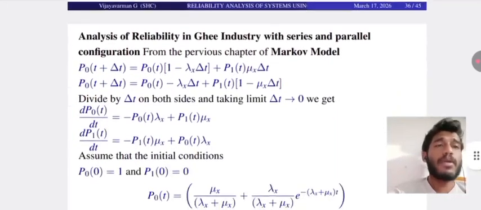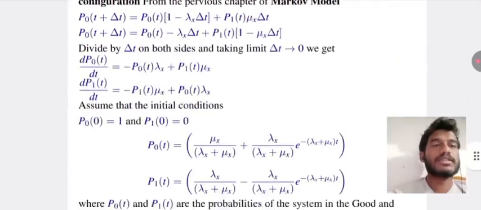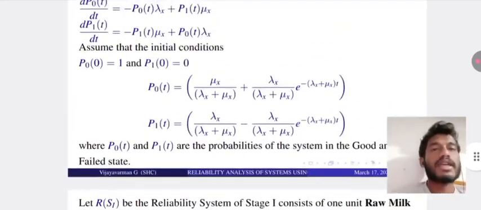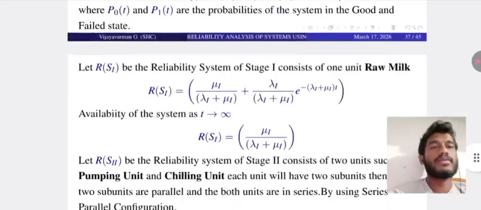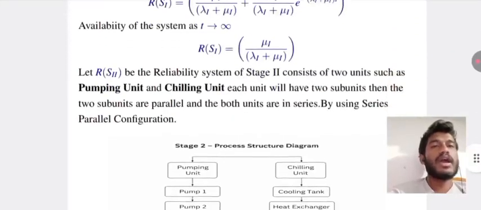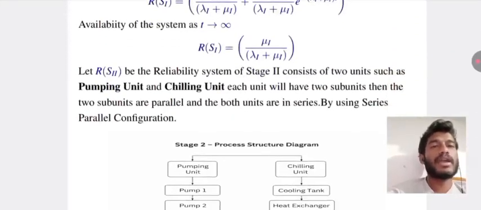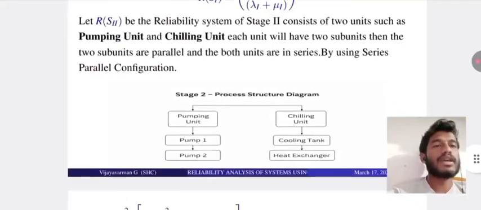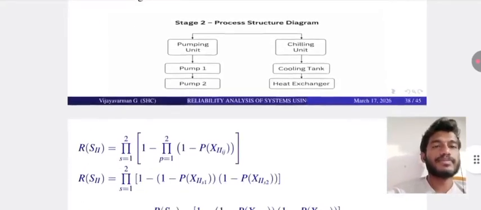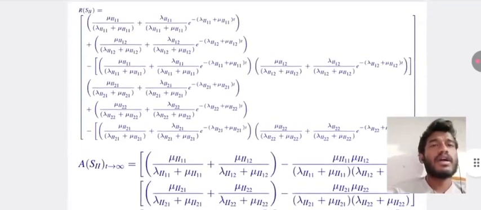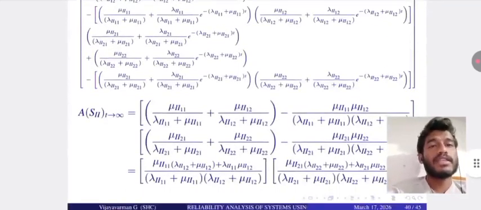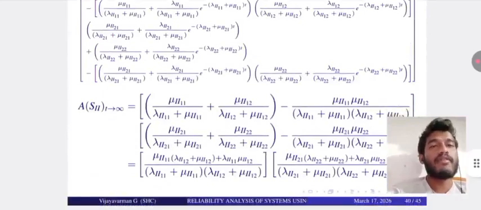These are the equations we discussed in the previous chapter, with the initial conditions P0(0) = 1, P1(0) = 0. We derived state 1 as raw milk, state 2 as pumping, and the reliability of stage 2 is the pumping and chilling unit. Here is the diagram we constructed. Applying these equations, we get R of 2. When t tends to infinity, we get the availability of it.